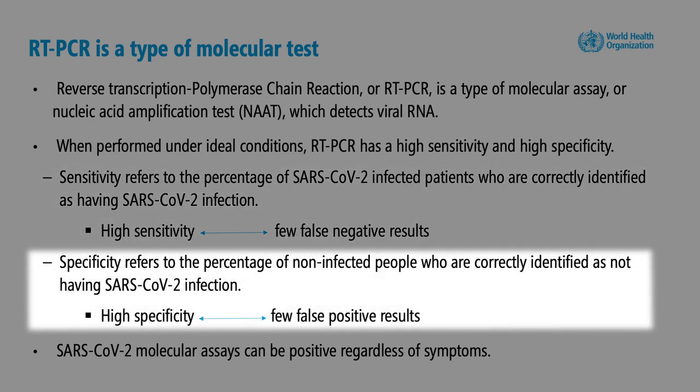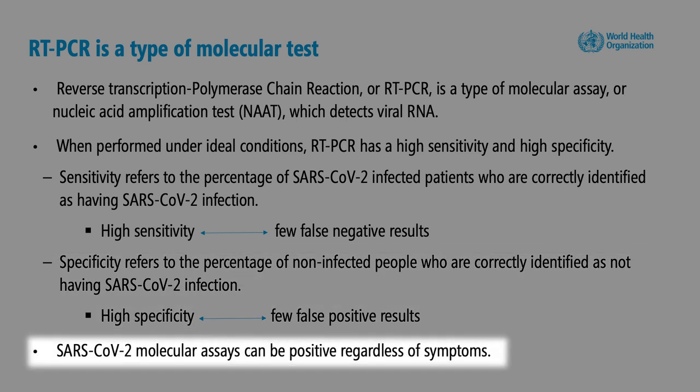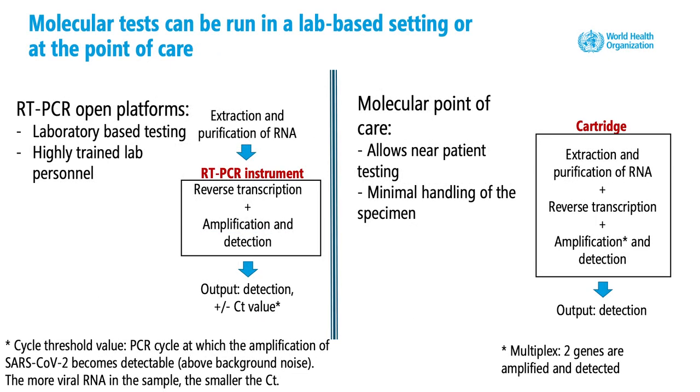Specificity refers to the percentage of non-infected people who are correctly identified as not having SARS-CoV-2 infection. Otherwise said, high specificity means there are generally few false positive results. As described previously, SARS-CoV-2 molecular assays can be positive regardless of presence of symptoms. Molecular tests can be run in a lab-based setting or at the point of care.